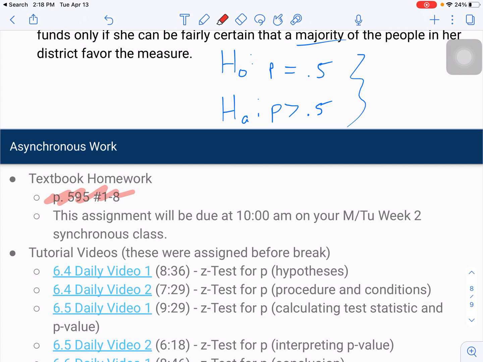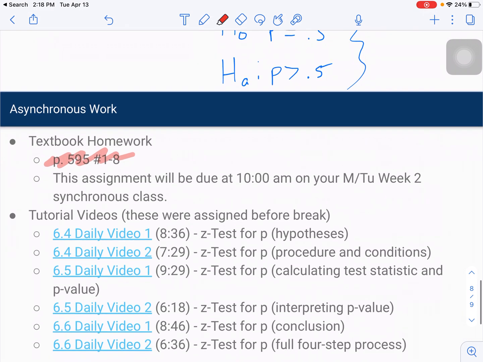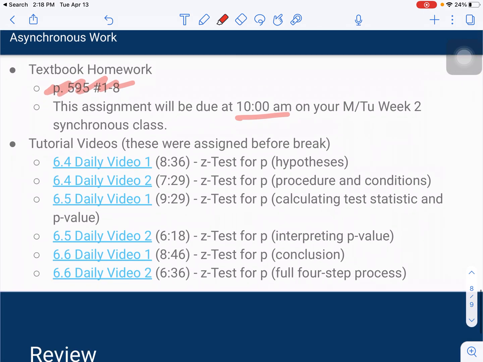So you have this week to work on the problem set, and it is going to be due at 10 a.m. on either your Monday or Tuesday week 2 synchronous class date. So if you're in periods 2 or 3, it'll be due at 10 a.m. on next Monday. If you're in period 6, it will be due by 10 a.m. on Tuesday. All right, and then the tutorial videos, these I actually assigned prior to spring break. So if you haven't had a chance to view those, I think it will be helpful to prepare for what we're going to be doing next week. If you've already watched these videos, that's great, but if you haven't had a chance, this would be your best bet.